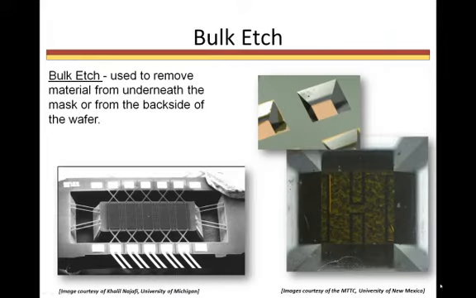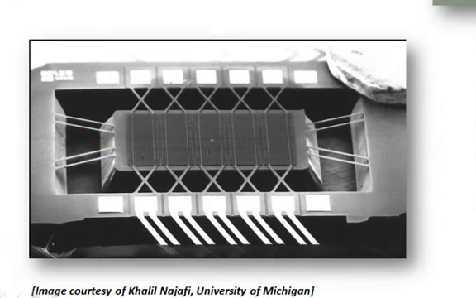The bulk etch process is used to remove materials from underneath a layer or from the back side of a wafer. This graphic illustrates a movable mass that is etched from within the substrate. The mass is suspended over a layer at the bottom of the substrate by springs that have been surface etched from silicon nitride. This mass is part of an accelerometer. When the mass moves up and down due to movement, this movement is sensed by the electronics built into the device.